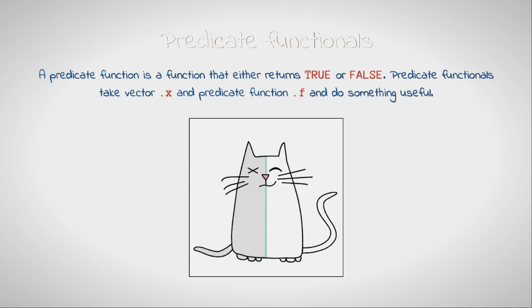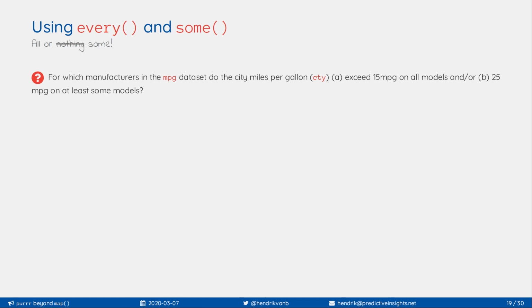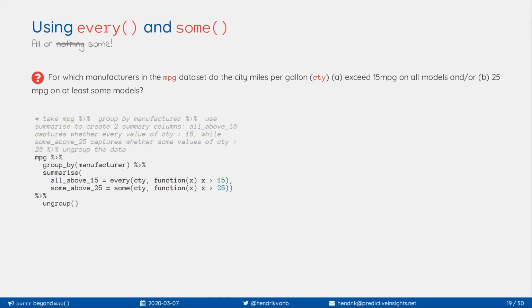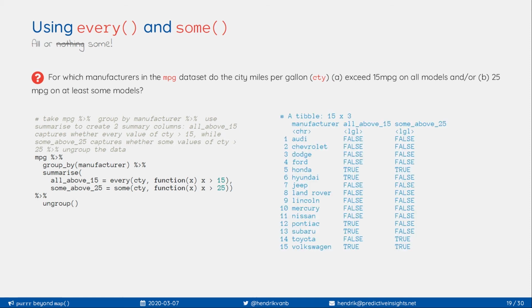Predicate functionals are the opposite of Schrödinger's cat. They return a single true or false value and do something useful. I'm going to show you 2, every and some. I want to know in the MPG dataset which manufacturers have models where all of those models exceed 15 miles per gallon in cities, or at least some models exceed 25 miles per gallon. The important bit here is that I'm passing that vector to the some and every statements, and they're going to tell me whether all of the values in that vector satisfy the condition, or at least some of them do.